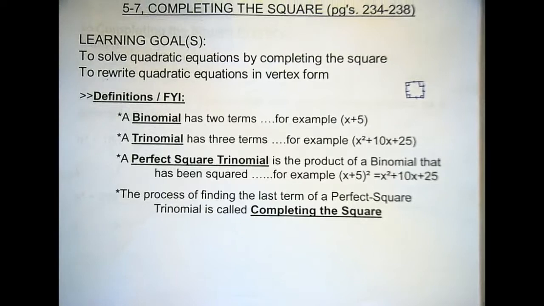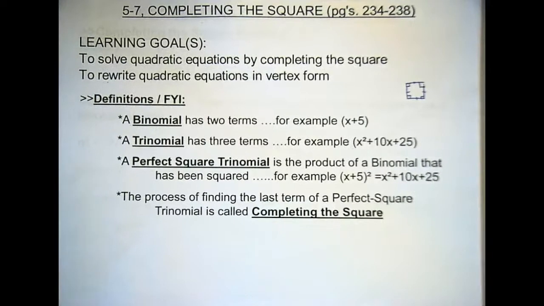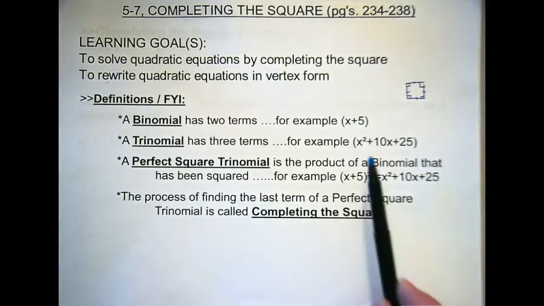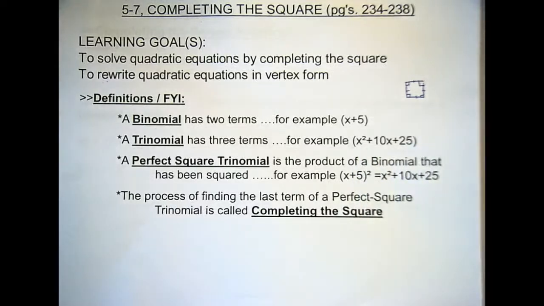Binomial, some definitions that you need to know. A binomial has 2 terms. For example, x plus 5, that's hopefully a review. A trinomial has 3 terms, such as x squared plus 10x plus 25. Remember, terms are separated by addition or subtraction signs.